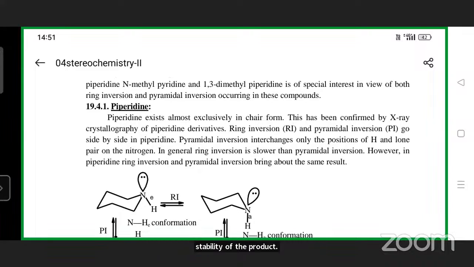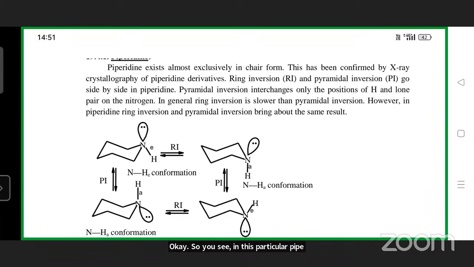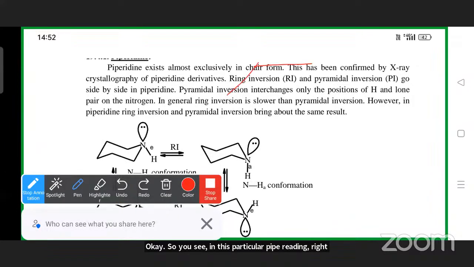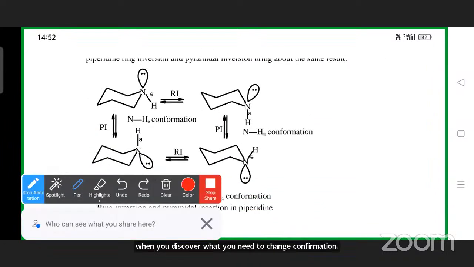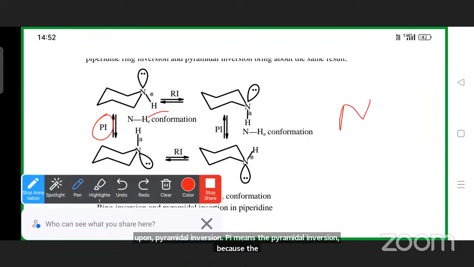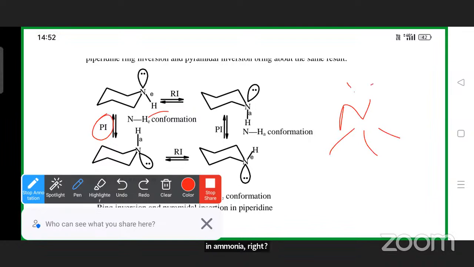So you see in this particular piperidine, the hydrogen is here and the lone pair here. When it is converted into the chair conformation, in piperidine, you see when this hydrogen is equatorial, upon pyramidal inversion, PI meaning pyramidal inversion, because it is an ammonia derivative generally. The ammonia has a pyramidal shape.